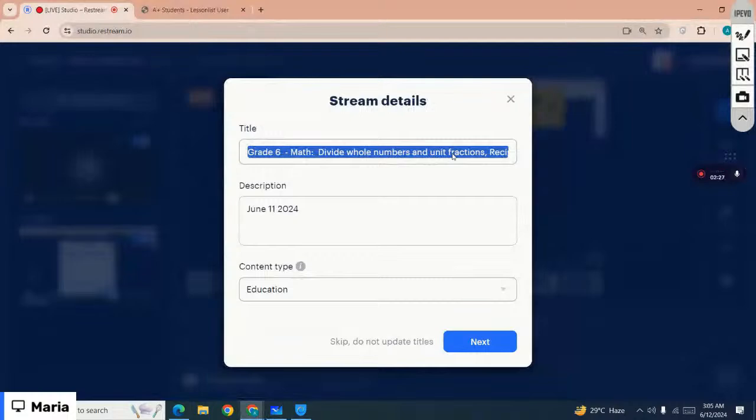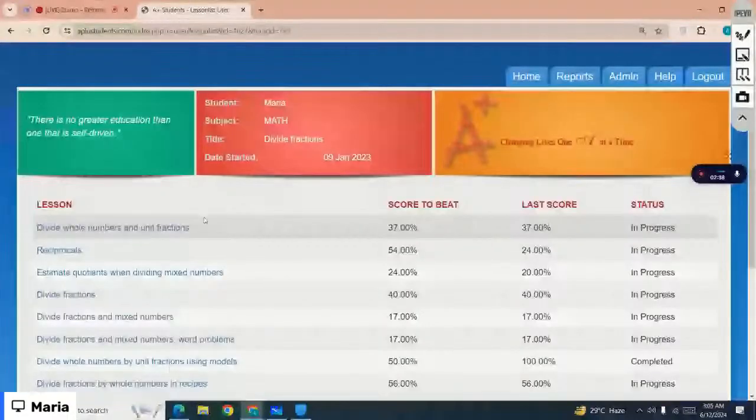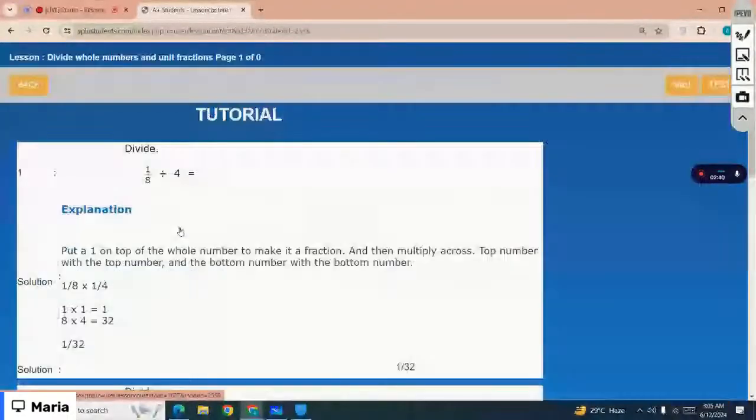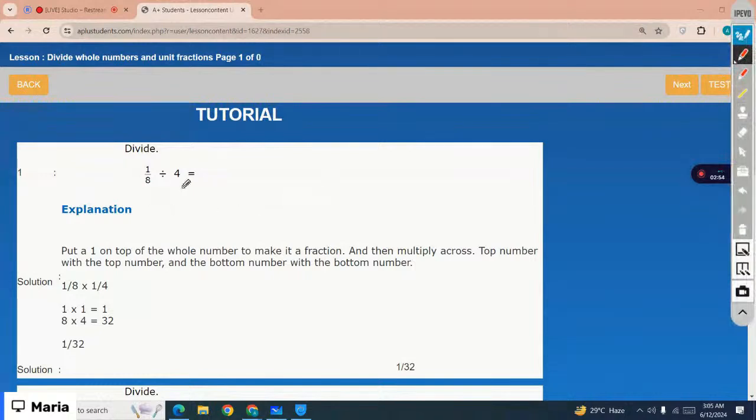On grade 6 math, let's just start with the first lesson, that is divide whole numbers and unit fractions. So you have to start with the example, that is 1 by 8 divided by 4. You have to replace the division sign with multiplication, and then take the reciprocal of the term after the division sign. Reciprocal means 4 over 1, you have to interchange numerator and denominator, right?